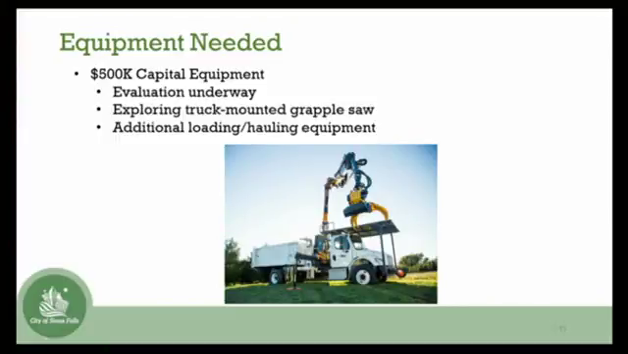The picture here is a piece of equipment that we're evaluating. It's called a grapple saw. This piece of equipment will reach up into the tree, grab a hold of the branch, and then cut it off, and then lower it to the ground. This removes the need for rigging, which would have to be done with our current equipment, where we would tie a pulley system up onto another branch to lower a branch down that we were then removing. Also within this $500,000 is additional equipment to help us load and haul the wood waste.